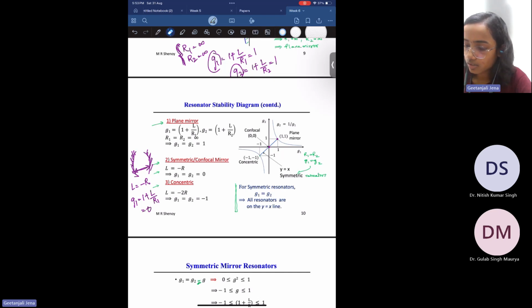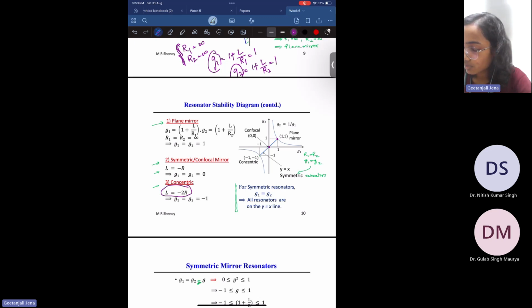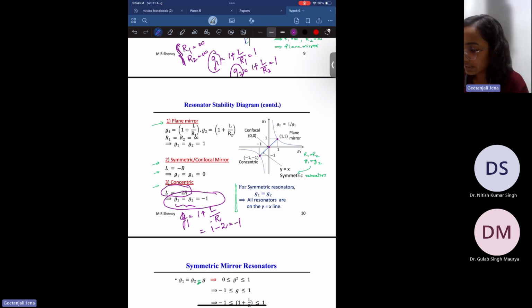Okay, and for concentric, if you are considering a concentric mirror resonator, for this we have L equal to minus 2R. So that means G1, G2, G1 is 1 plus L by R. So in the top, this is minus 2. So 1 minus 2, it is minus 1. So G1, G2 will be minus 1. So the point here, minus 1, indicates a setup where we have two concentric mirrors.